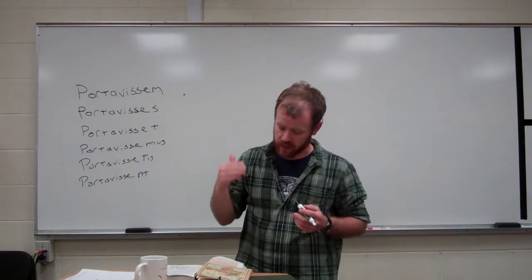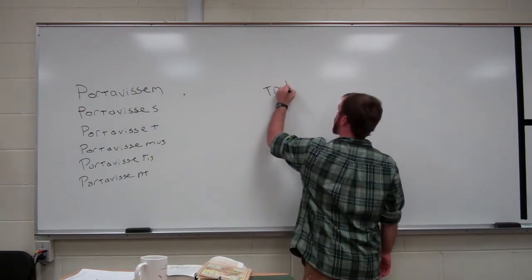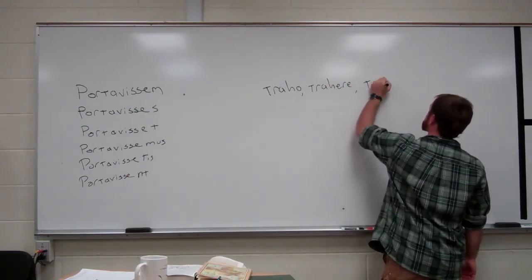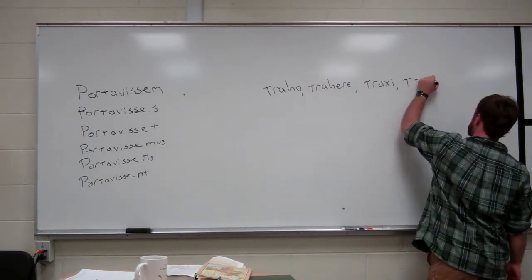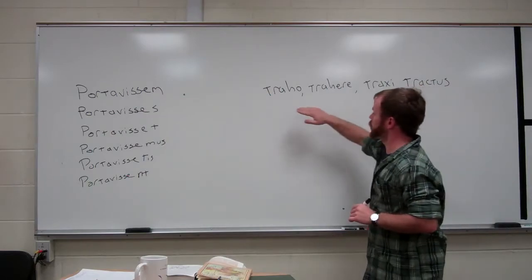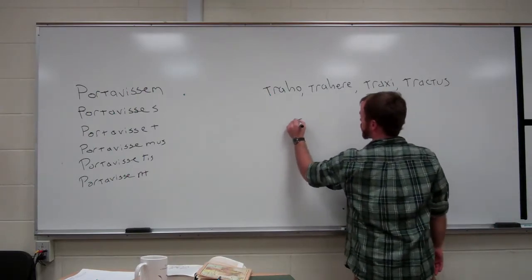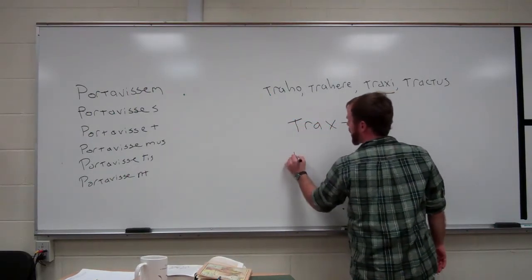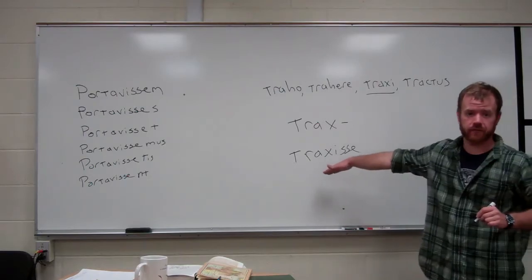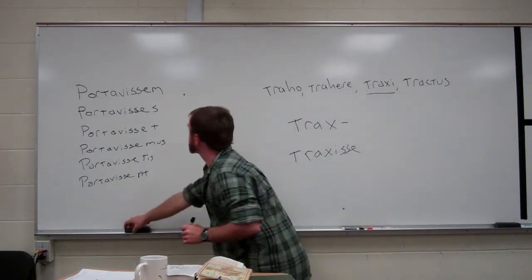So let's take traho, to drag. Let's get our perfect infinitive first. Traho, trahere, traxi, tractus. Remember this word, we get the word tractor from it, the thing that does the dragging. So, perfect infinitive, third principal part, traxi. Chop off the I, trax, add isse, traxisse. That's your perfect infinitive, the base form for the pluperfect subjunctive.